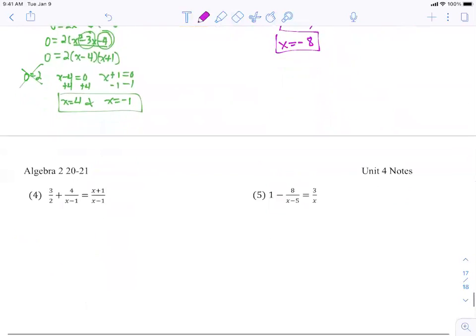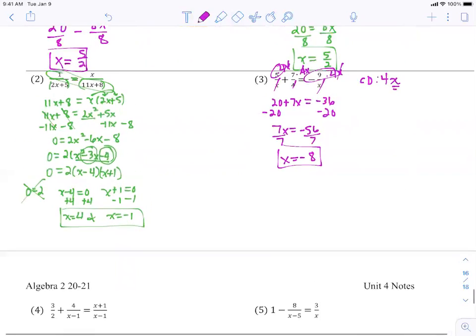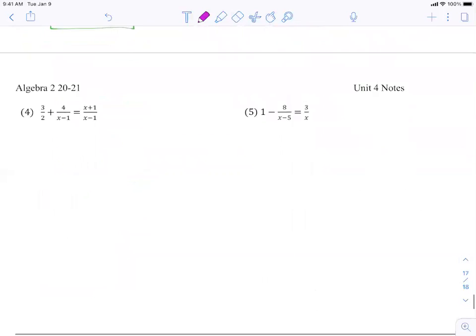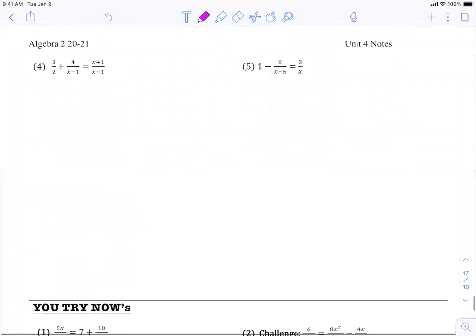So what I want you guys to do right now is practice using the common denominator method. So I would love it if you guys would pause your video, go to the next page, and try examples 4 and 5 right now.